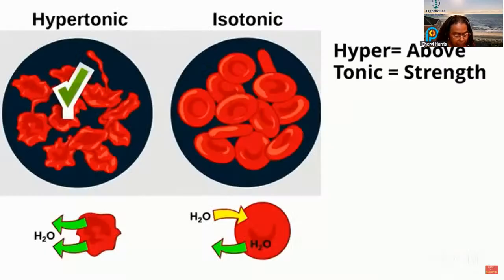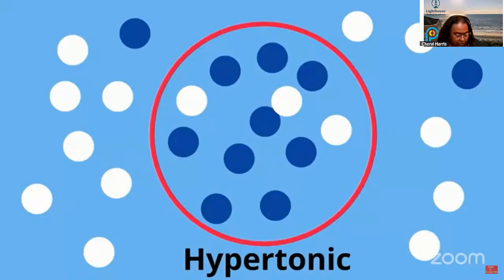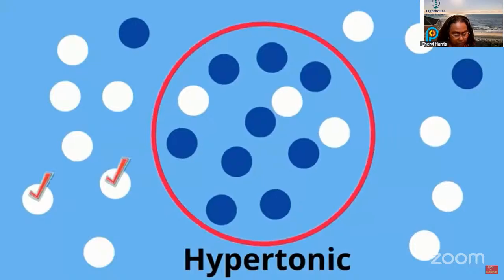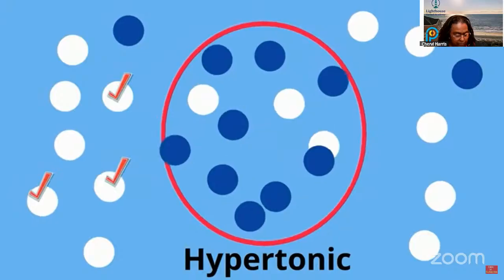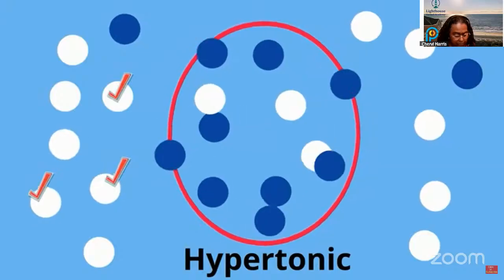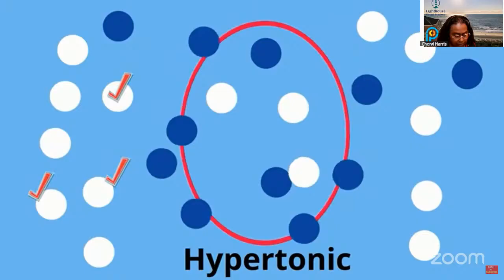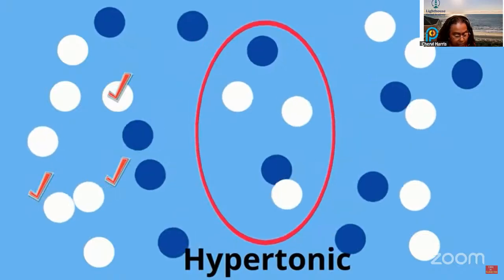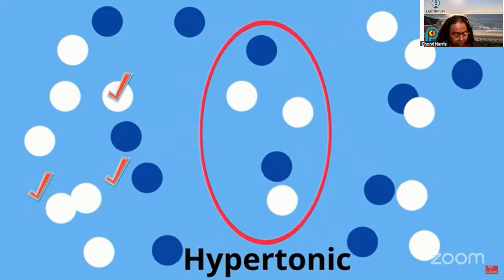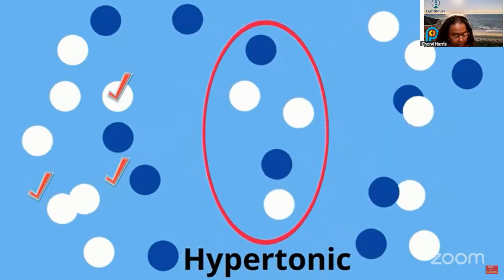Now, a hypertonic solution is different. Hyper meaning above, and tonic meaning strength. And notice that there are more salt or solute than solvent outside the cell. As a result, you have a higher concentration of solvent inside the cell. So the solvent travels out of the cell, and the cell will shrink. The solvent always travels from high concentration to low.